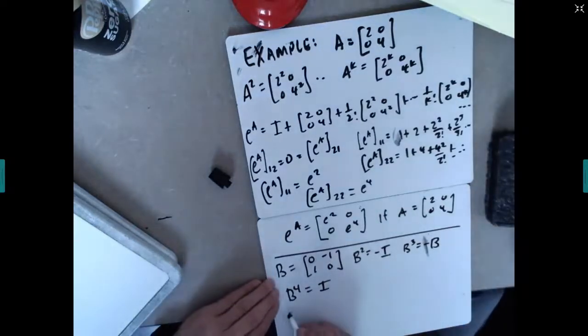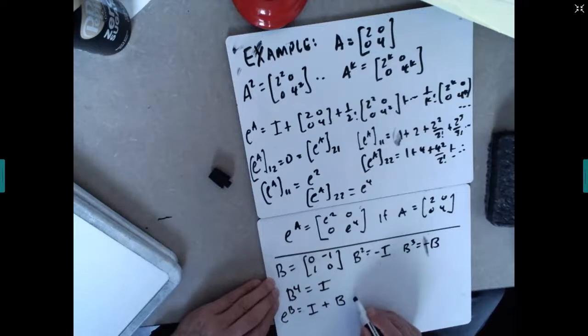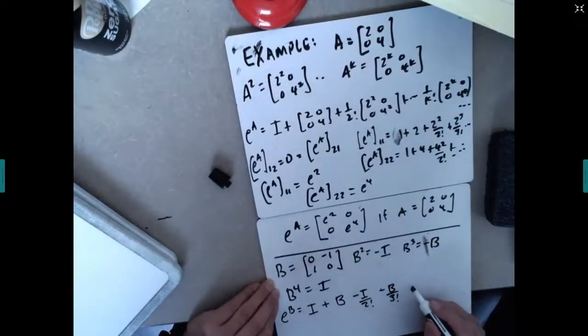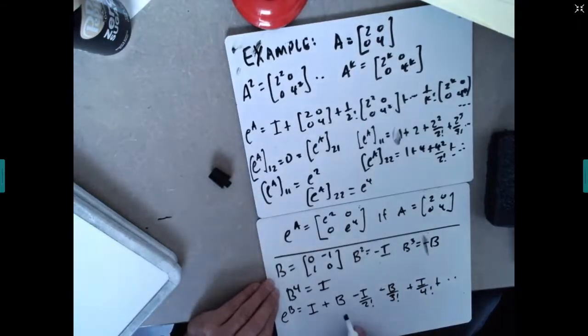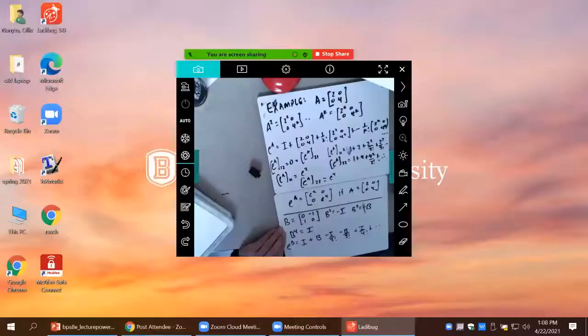So now if you want to talk about e to the B, you have I plus B minus I over 2 factorial minus B over 3 factorial plus I over 4 factorial. And this whole pattern repeats itself. B, minus I, minus B, I, etc. All right. So we'll go ahead and we'll look at that for a second.